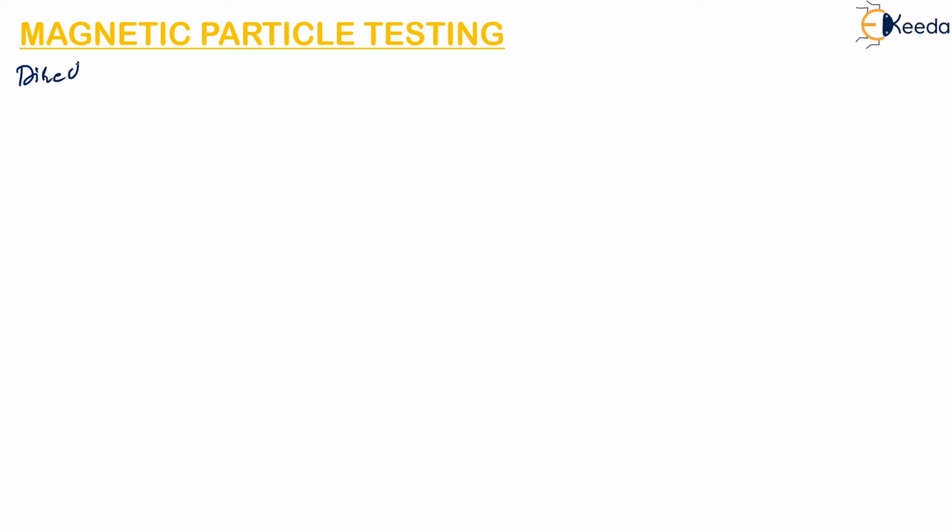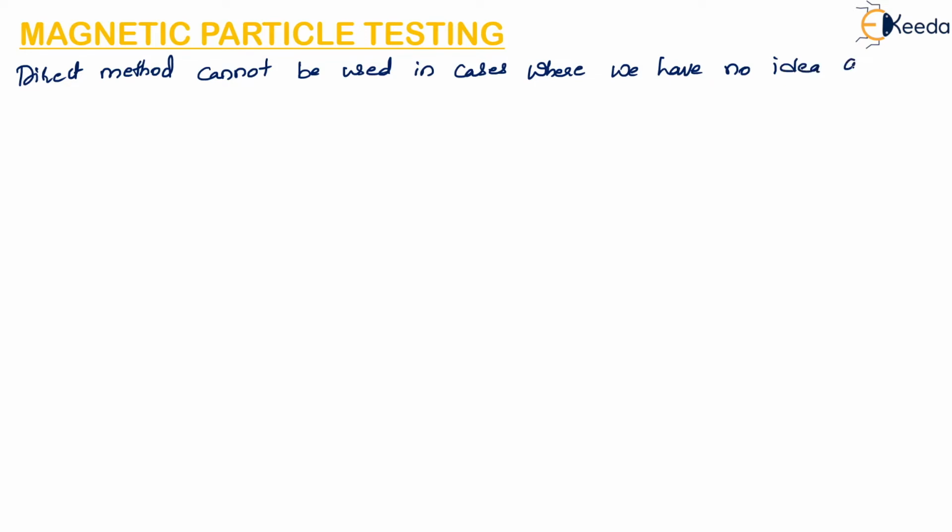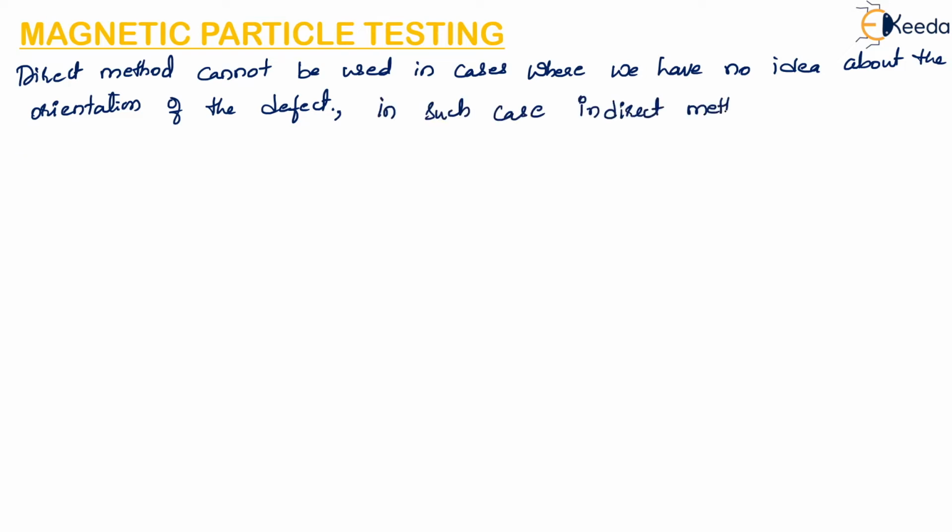So the direct method cannot be used in cases where we have no idea about the orientation of the defect. In such cases, the indirect method is used.